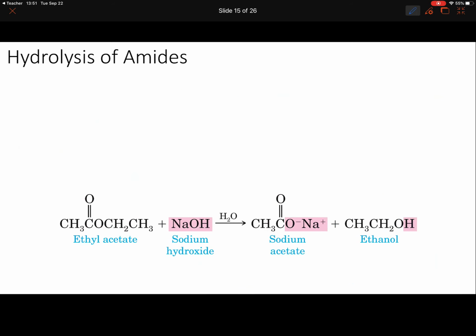With sodium hydroxide, just to show you what that reaction looks like, we still get our carboxylic acid in the, oh man, this is an alcohol. So let me fix this.